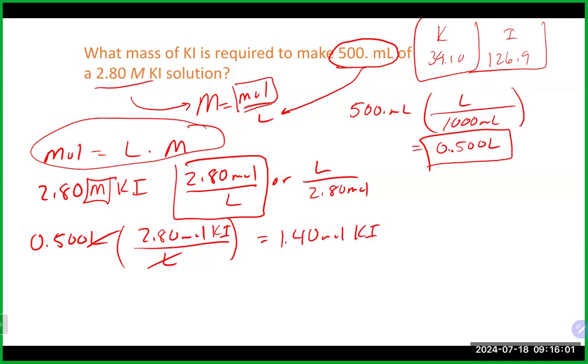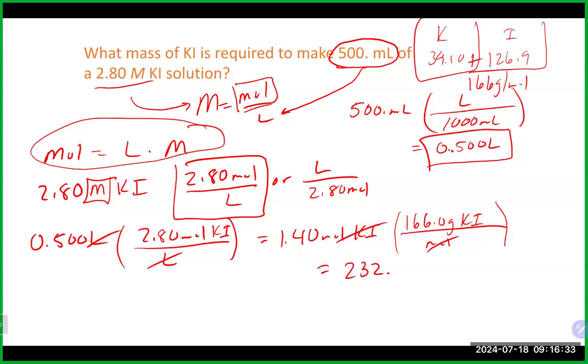We do want the mass, which is typically grams. So once again, in this case, actually, we're just going to add these together. And that's going to give us 39.10 plus 126.9, about 166 grams per mole. So we'll use that also as a conversion factor. We want grams up on top, so we end up with it per mole. Those will cancel, and we will end up with about 232 grams of KI.